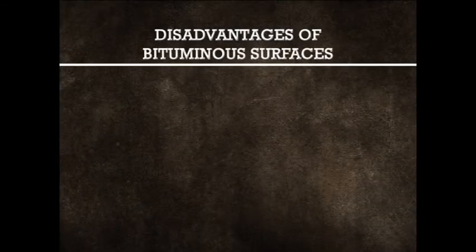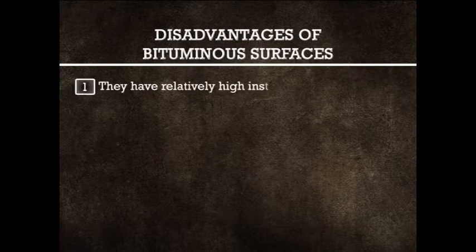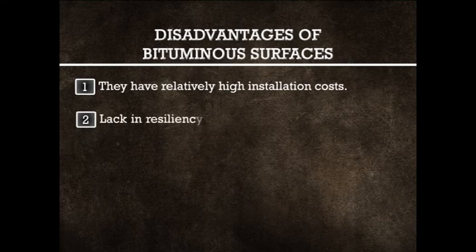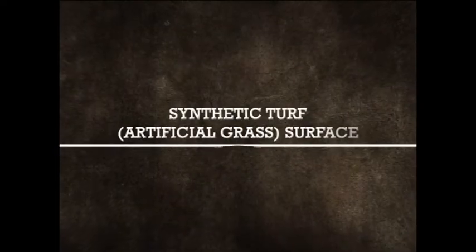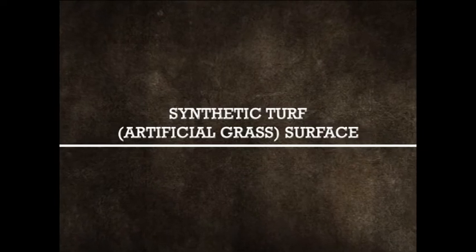There are disadvantages of bituminous surfaces. 1. They have a relatively high installation cost. Number 2. Lack of resiliency as compared to some other types of surfaces. Asphalt can be combined with a variety of other materials to provide a resilient to extremely hard surface. To achieve a fairly reasonable resilient surface, such materials as coke, sponge or rubber can be combined with asphalt. On the other hand, to produce an extremely hard surface, aggregate of granite in combination with asphalt can be used. Now coming to synthetic turf or artificial grass surface.